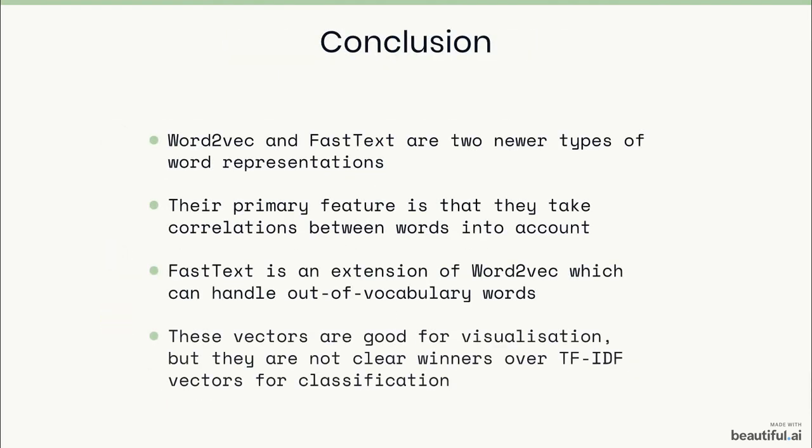So conclusion, Word2vec and FastText are two newer types of word representations. Again, the primary feature is that they can take correlation between words into account, which we saw with, say, king and queen and man and woman. FastText is an extension of Word2vec, which can also handle this out-of-vocabulary problem. And these vectors are, of course, good for visualization, but they are not necessarily clear winners over TF-IDF vectors for classification. That depends on the task at hand.